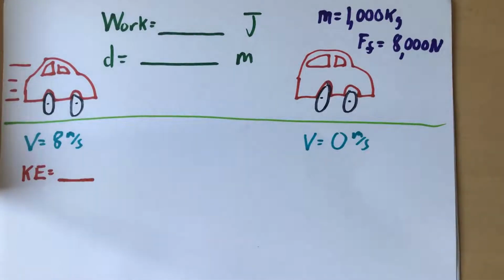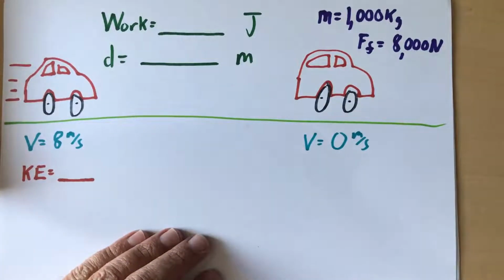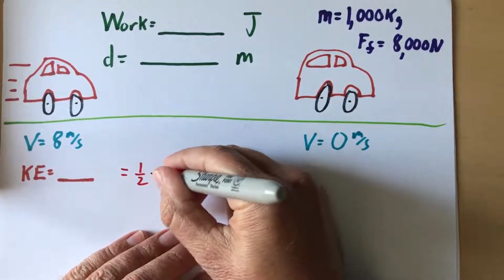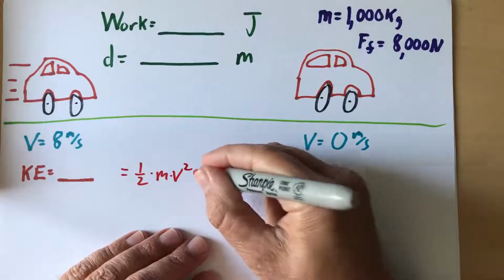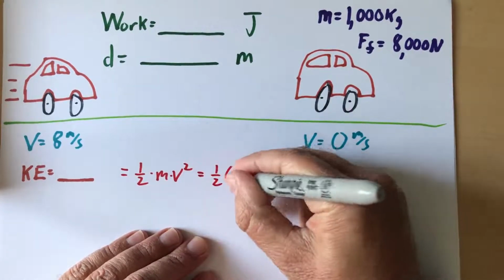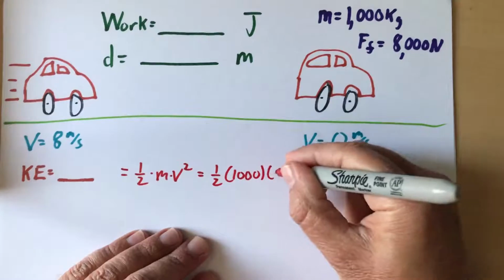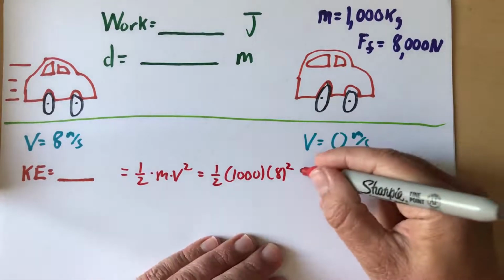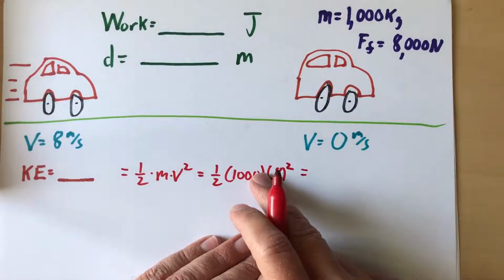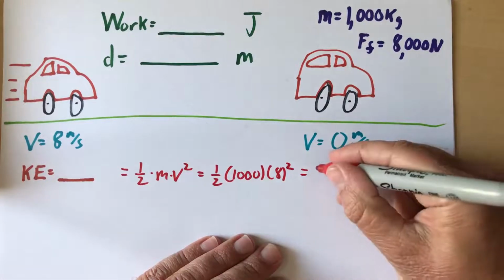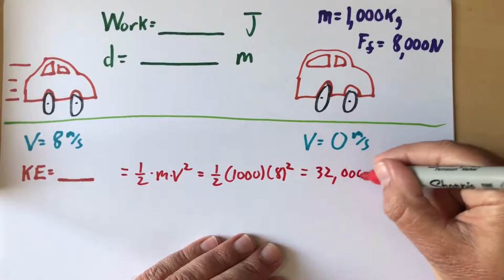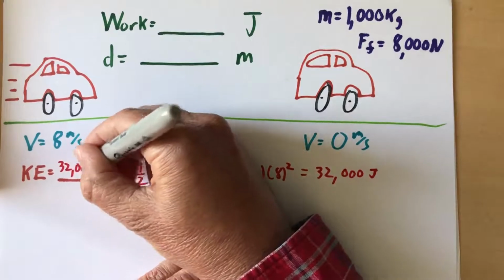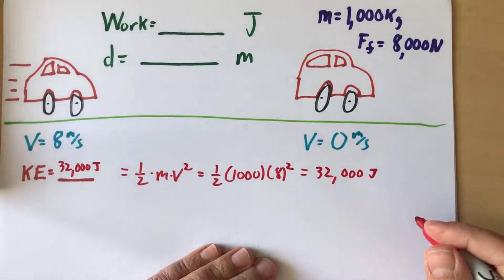So let's start to solve those. The kinetic energy one here is pretty straightforward because kinetic energy is equal to 1/2 times mass times velocity squared. So we can straight up plug those in. We know the mass is 1,000. We know the velocity is 8 and have to square it. So 8 squared is 64 times 1,000, 64,000. Half of that is 32,000. So I'll write that over here where the blank was, 32,000 joules of kinetic energy in the beginning.